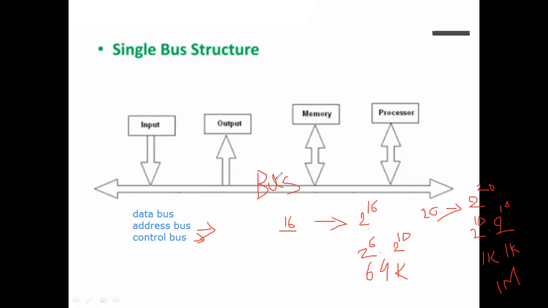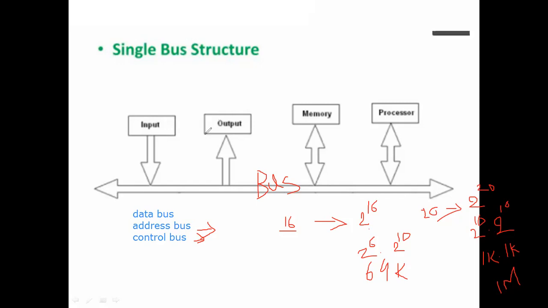Only one data transfer is going on, that is, between two devices. That's why at a time only two devices are active. So the main advantage of this single bus structure is its low cost and flexibility for adding peripheral devices. These input and output devices are also known as peripheral devices.